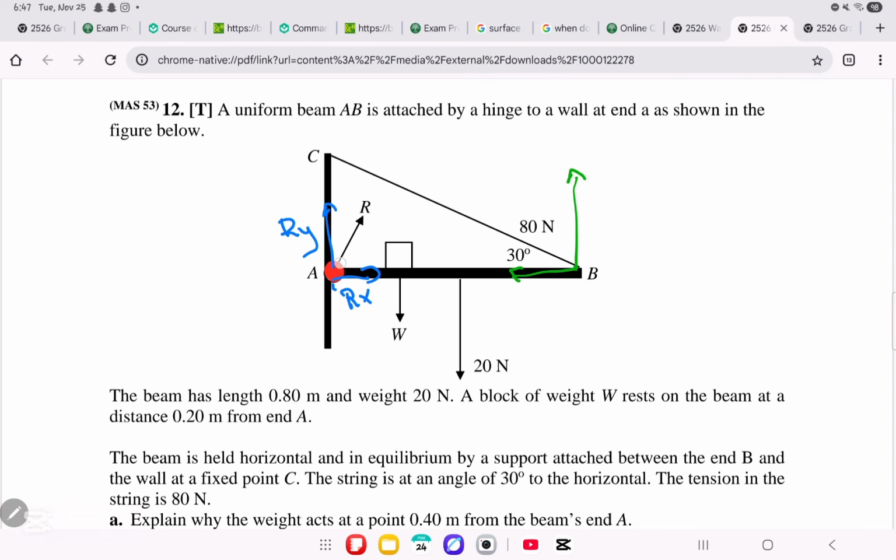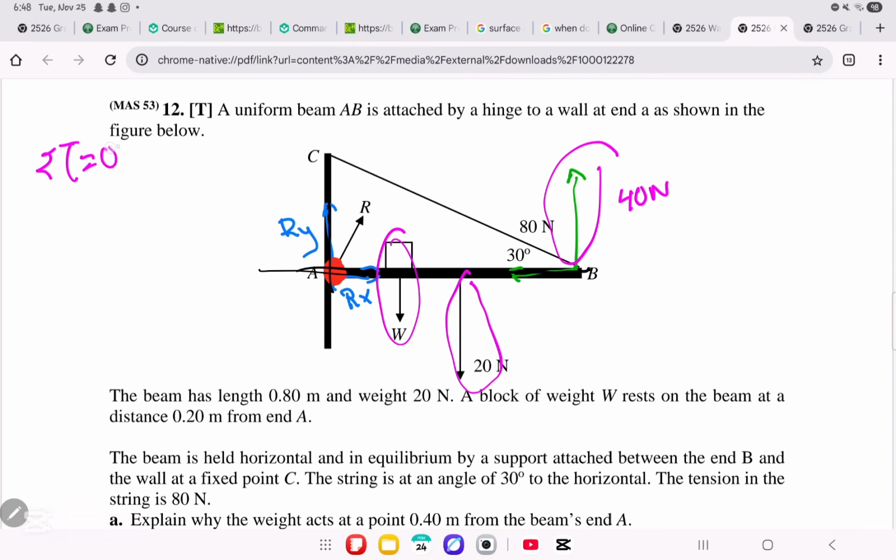So, if we choose the center of rotation to be at point A, we are getting rid of how many forces? We're getting rid of Rx, we're getting rid of Ry, and we're getting rid of the horizontal component of the tension. So the only forces we have left are this force, which is 40 newtons, the vertical component of the tension, this force, which is 20 newtons, and the weight. Now what do we apply? We apply sigma torque is equal to 0 about any point, right? So I do the right hand rule. I'll see which ones are clockwise, which ones are counterclockwise. Then I say torque counterclockwise is equal to the torque clockwise. The only torques clockwise are the weight and the 20 newtons, right?